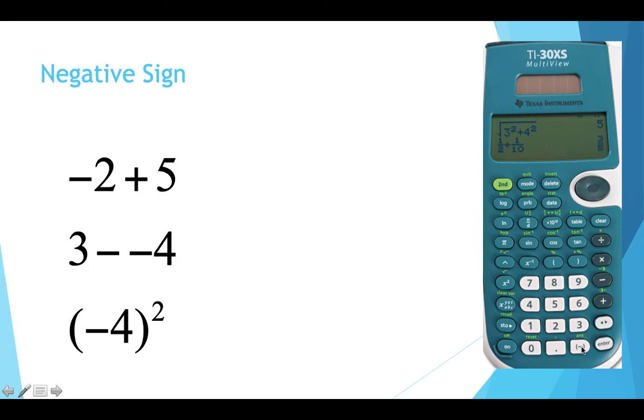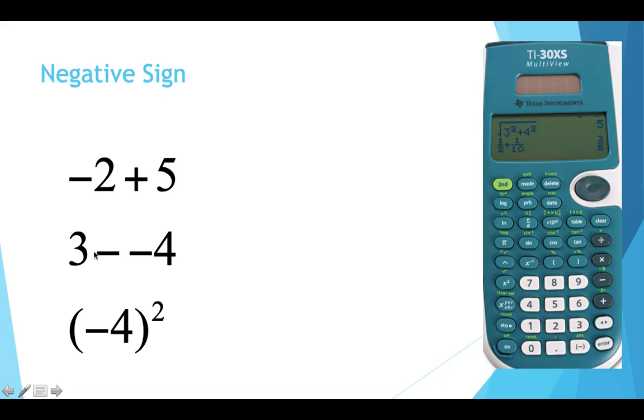So you have a problem like -2 plus 5. You hit -2 plus 5 and then hit enter. And when you do that, you should get 3.